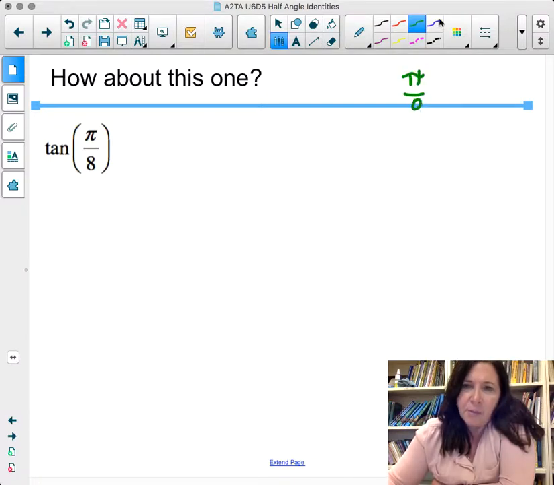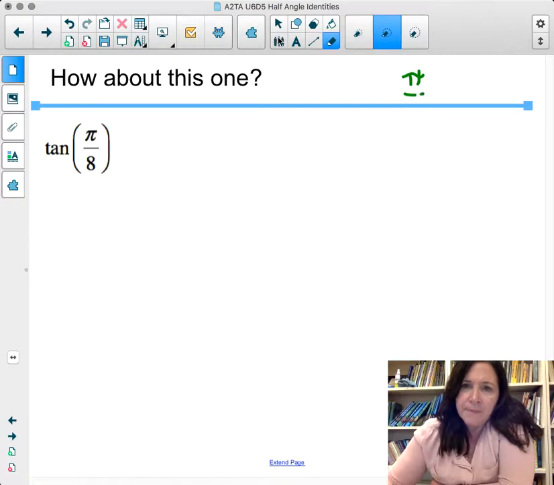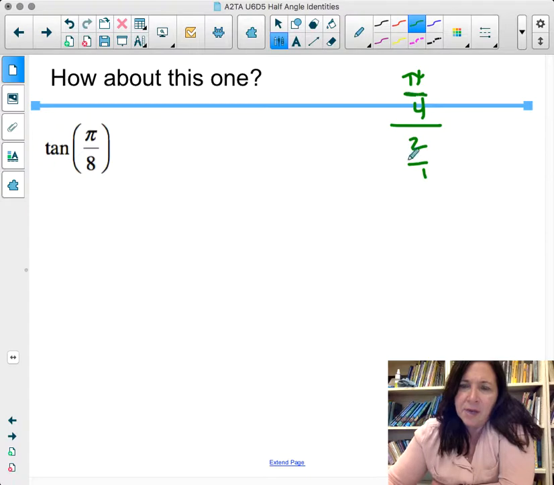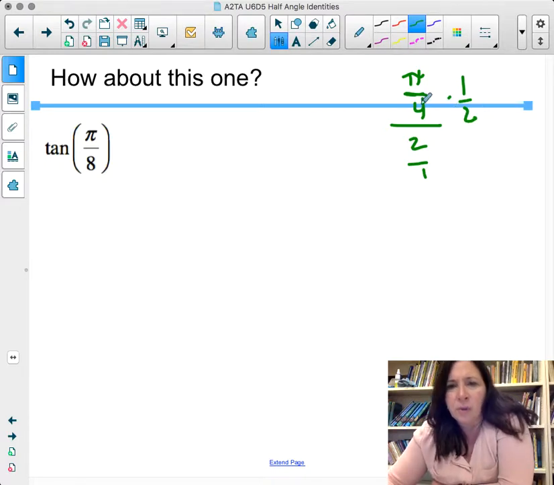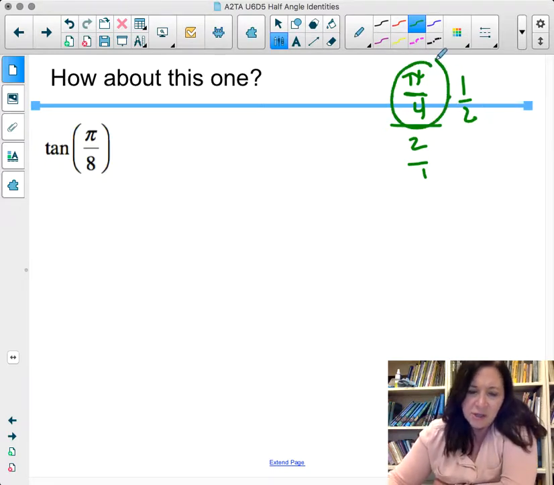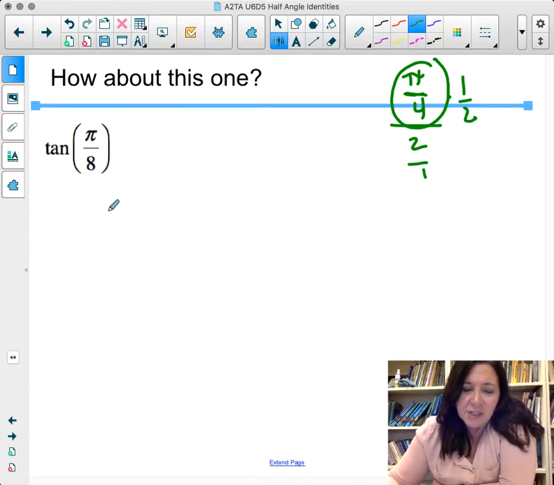So to get pi over 8, I think we would go pi over 4 divided by 2 over 1. So when I multiply by the reciprocal, I'm going to go times 1/2, which makes pi over 8. So this is the value that I need to use. And for tangent, there's a couple of different formulas that you can use. I'm going to use, I think, this one that says sine of pi over 4 divided by 1 plus cosine of pi over 4.